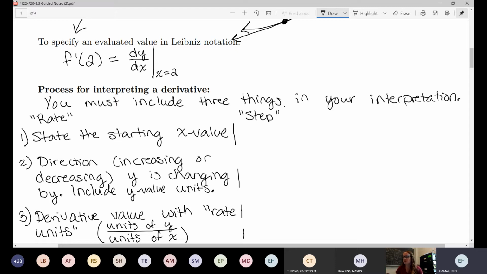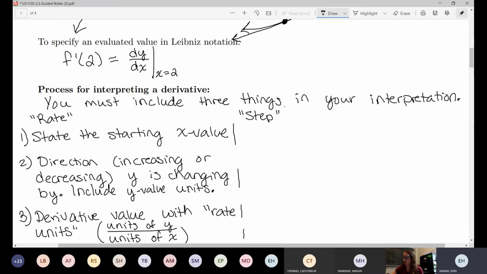So that's kind of how you lay out the interpretation. If you want to go this rate way, you have to tell them where you start. So after 2 hours, say we're talking about the concentration of adrenaline in the system. You would say after 2 hours, the concentration of adrenaline is increasing by whatever the slope value is. So say it was increasing by 2, what's adrenaline measured in? Milligrams? I don't know, milligrams, say. If it was increasing, you would say the amount of adrenaline is increasing, part 2, by 2 milligrams per hour, part 3.